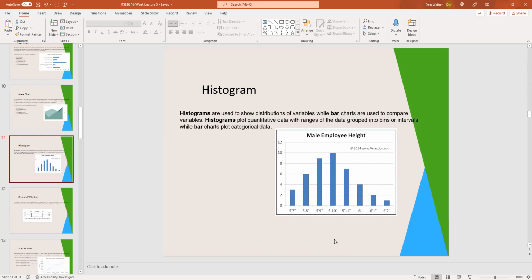So this is male employee height, measured every person to the nearest inch, and then reported that data. So we've got, what? Let's count all the occurrences here. 3, 9, 18, 28, 35, 39, 41. So we got about 42 observations here. And we want to see how they're distributed.